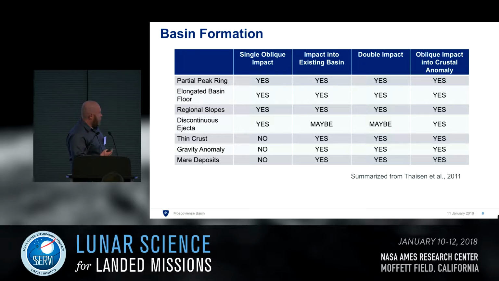features, which were not as well understood until we got the more recent data sets, starting with Kaguya. And that's the thin crust, the gravity anomaly, and the Mare deposits.